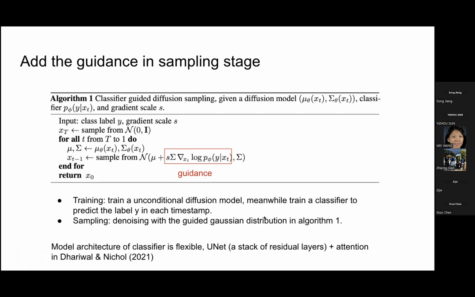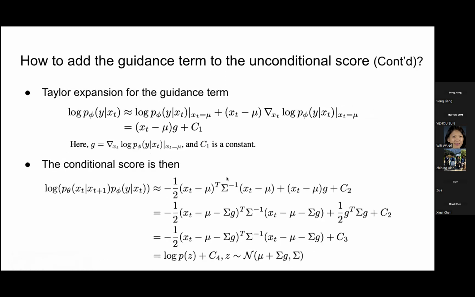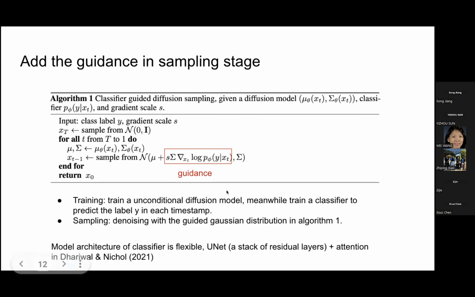Hi, Song. Can I ask a deep question? Yes. So I understand this classifier actually modifies the mean, right? So that's from the classifier, right? Yes. Why does it not change the variance? Why does it not change the variance?